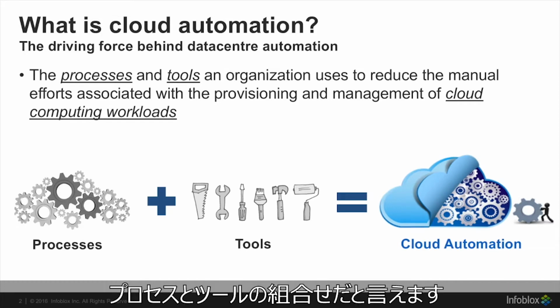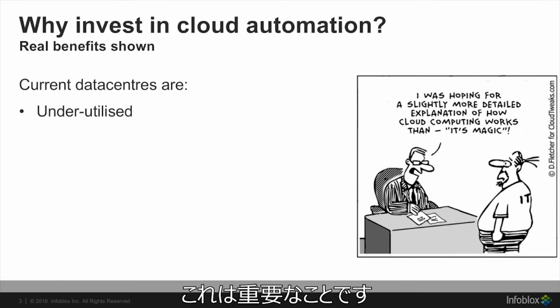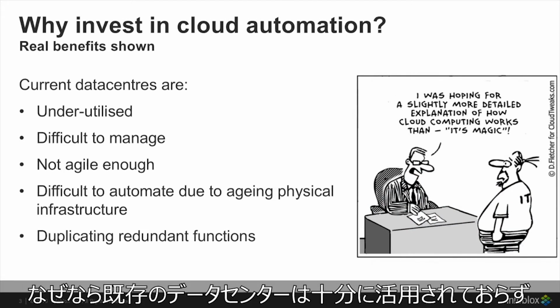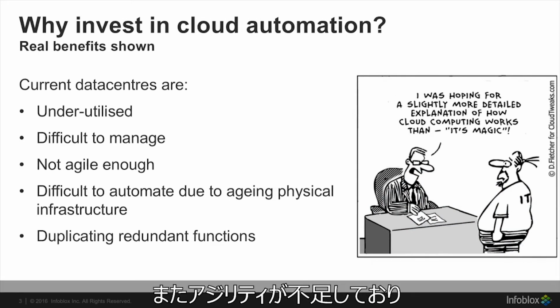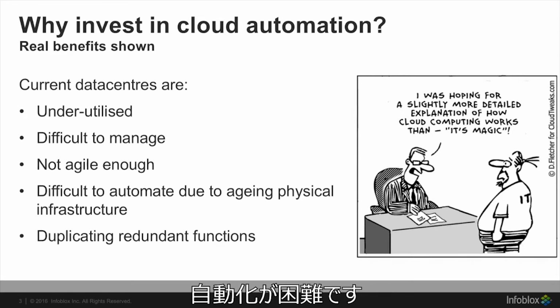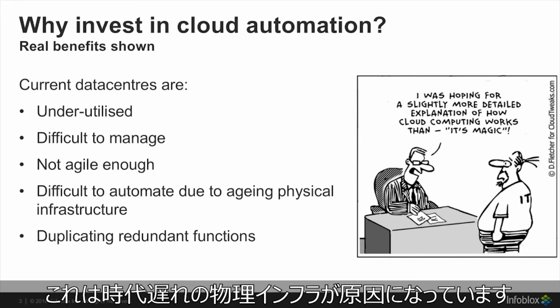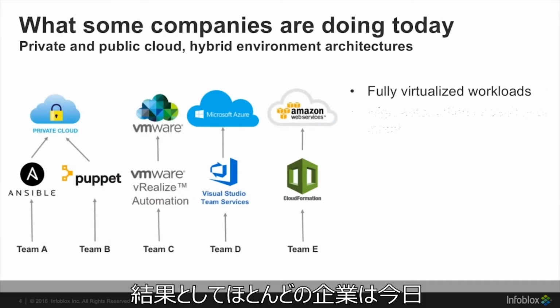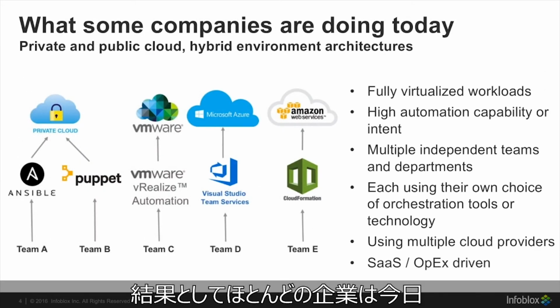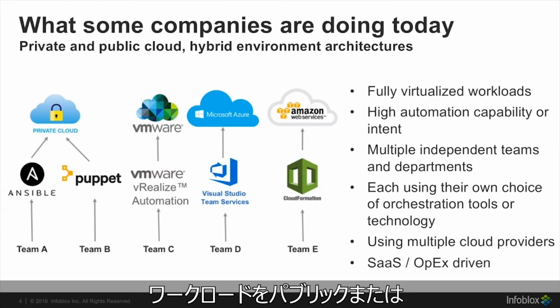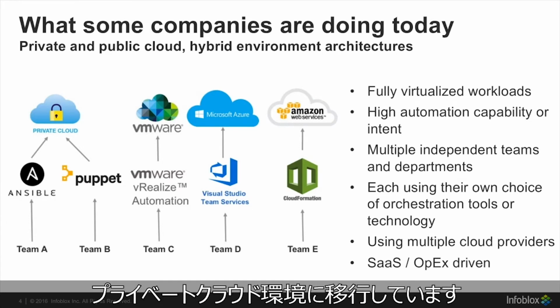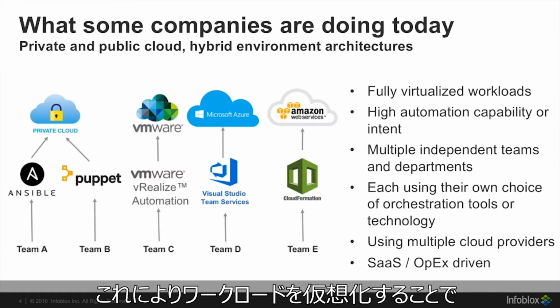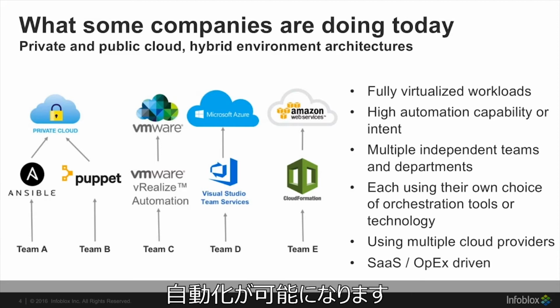of cloud computing workloads. This is important because currently data centers are underutilized, they're difficult to manage. We see that they're not agile enough and they're difficult to automate because of the aging physical infrastructure. We also see that functions are usually duplicated redundantly. As a result, what most companies are doing today is moving and shifting their workloads into public and perhaps even private cloud environments. And what this does is allows them to virtualize their workloads, and by doing so can provide them with the ability to automate.